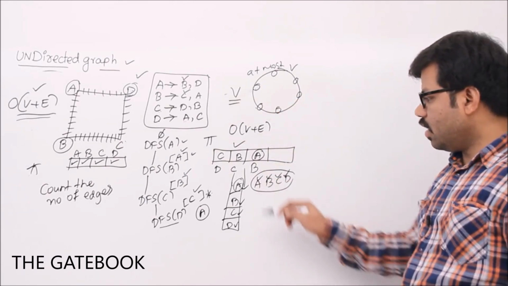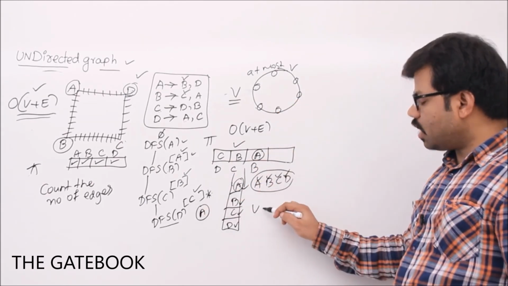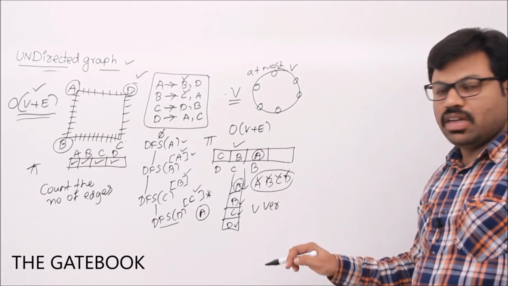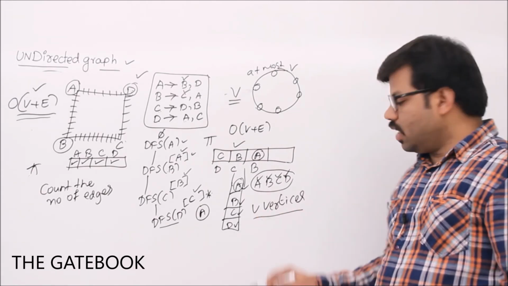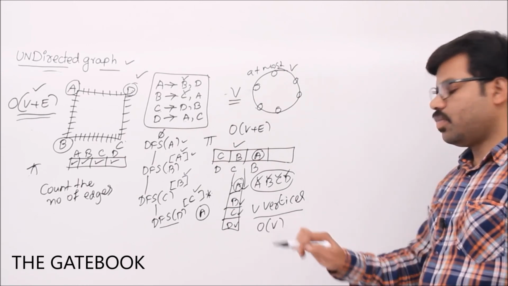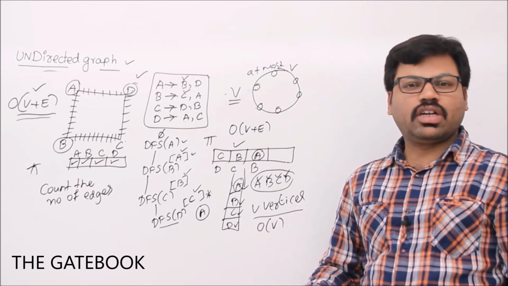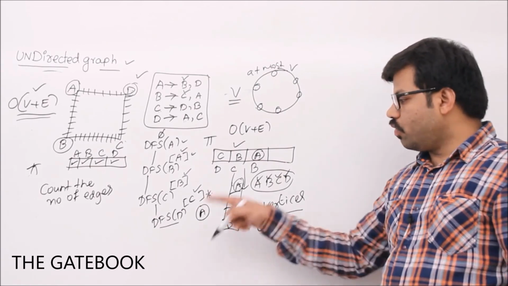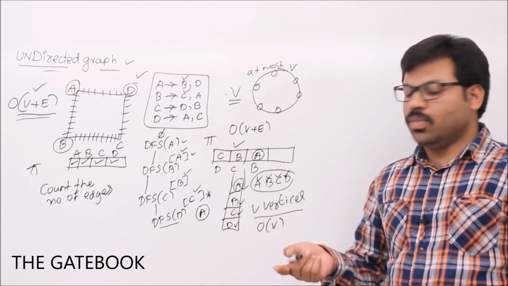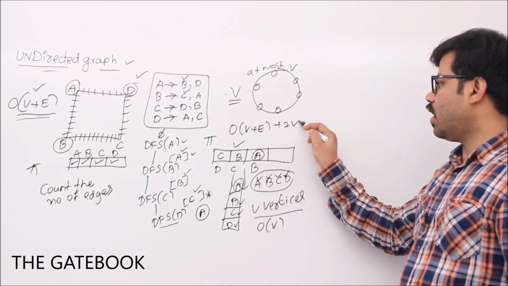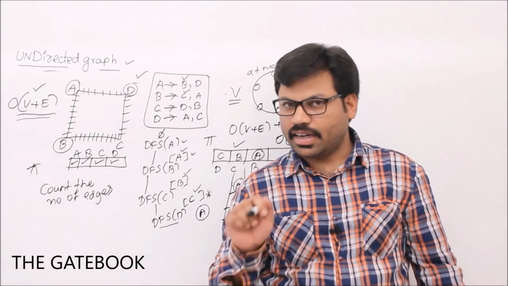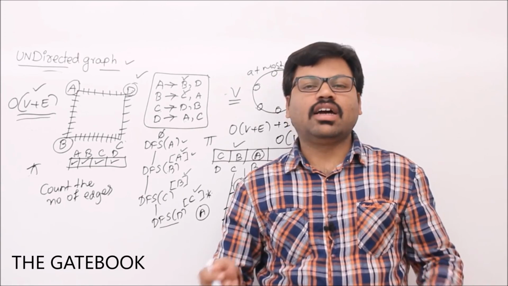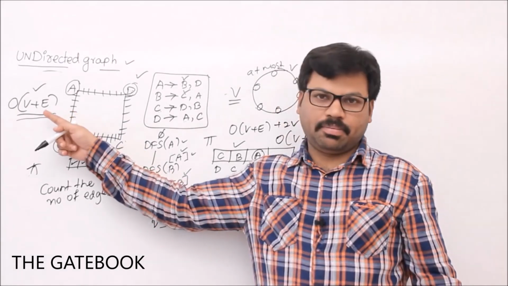That's why I can say that you are pushing V vertices at most. I am not saying always V, but at most V vertices into the stack and you are popping them back. It takes order of V time, correct? Because push takes 1 unit of time, pop takes 1 unit of time. So V pushes, V pops takes 2V time. So V plus E plus 2 times V is asymptotically order of V plus E. Finally, given an undirected graph, finding a cycle takes after all order of V plus E time. Okay.